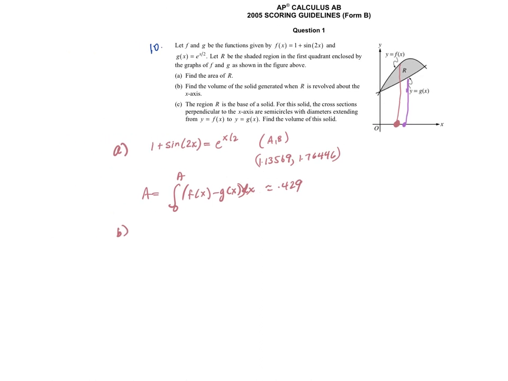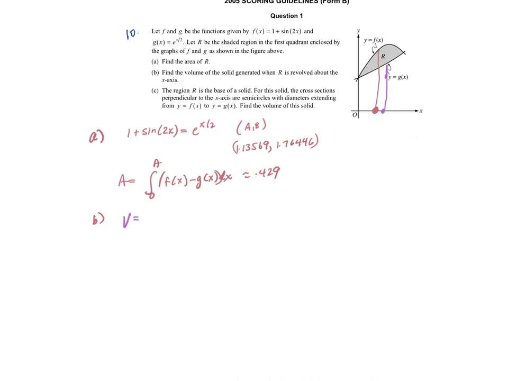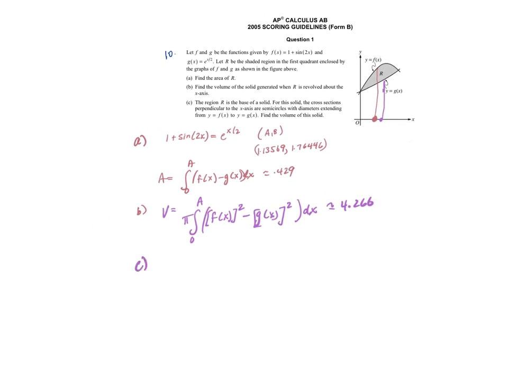All right, so let me see. So volume is going to be 0 to A, and then pi. So it's going to be the furthest curve, which is f of x, minus 0, because we do the curve minus the axis of rotation. But that just gives us f of x squared minus g of x squared. All right, again, put it in your calculator. We're going to get 4.266.